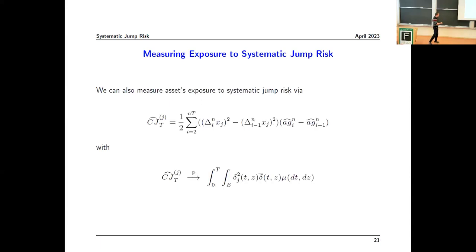Okay, yeah, how the stock J reacts when there is this systematic jump event happening. As you see, what this thing converges to is the reaction of the stock to it's a cross product.